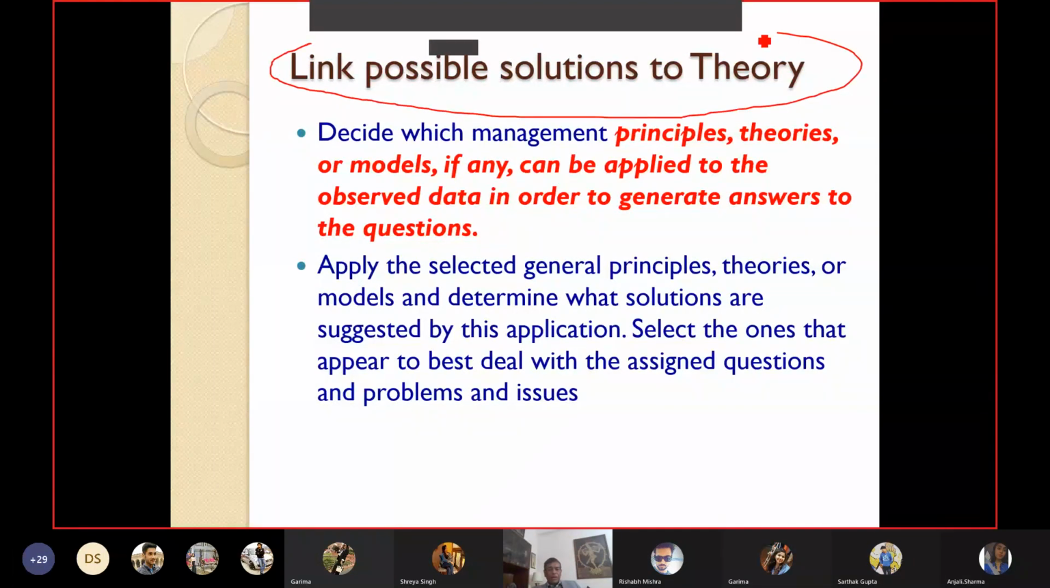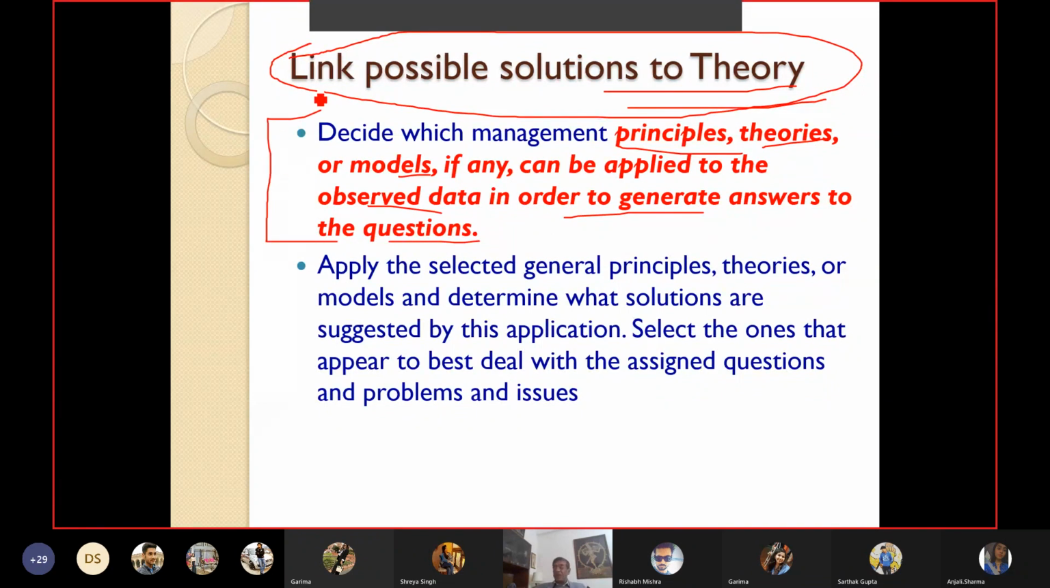Now, this is a very important part which I've asked you to do. Link the solutions to the theory. That means you've come out with solutions correlated with the theories that you've learned in your courses. Make sure you do some thorough linkages of the solutions to the theory. Decide which management principles, theories, or models can be applied to generate answers to the questions.